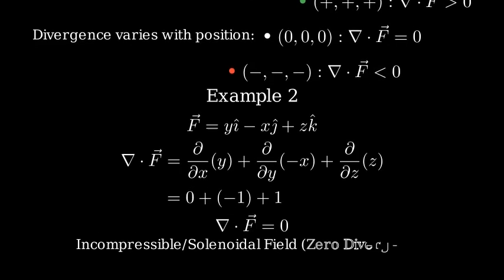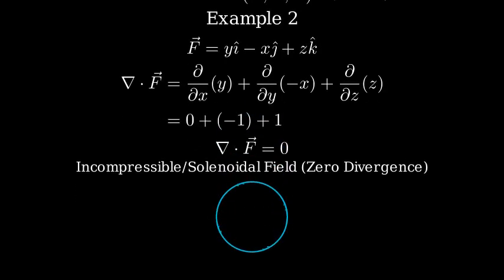This is an example of an incompressible or solenoidal field. The zero divergence indicates that the flow is neither expanding nor contracting. In fact, this vector field represents a helical flow, combining rotation in the xy plane with linear motion in the z direction.